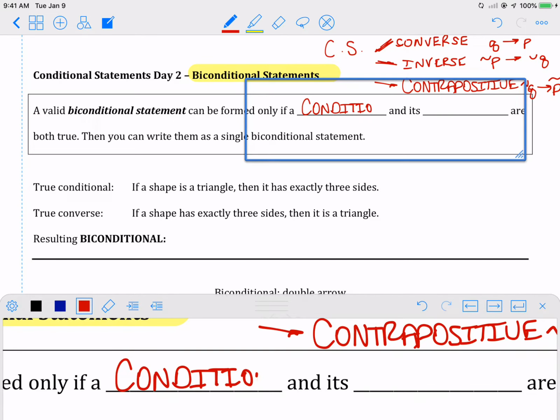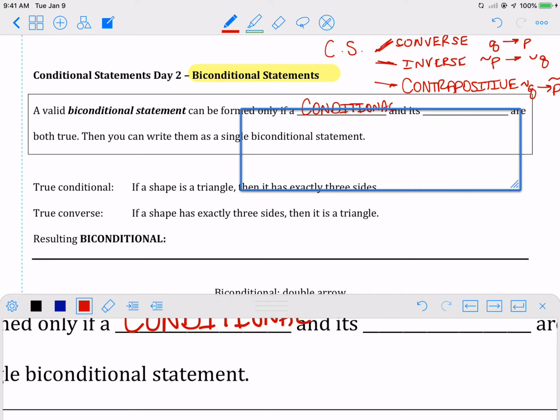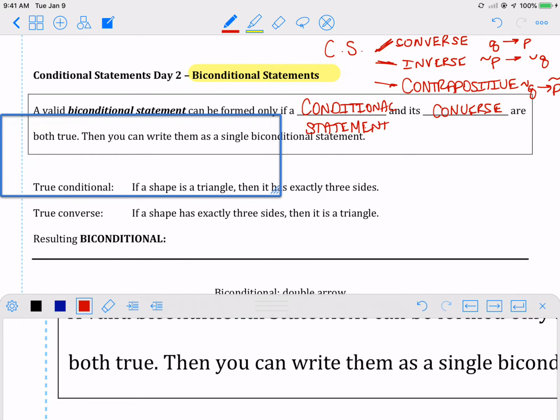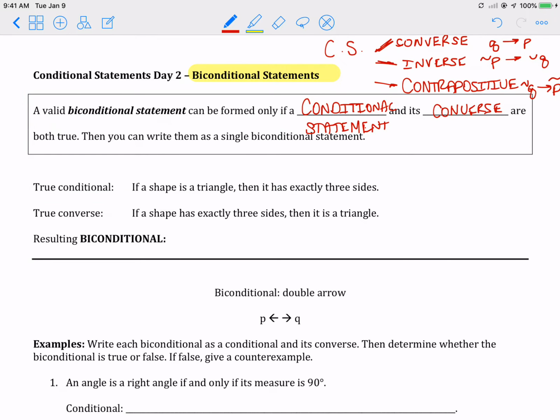your conditional statement, sorry guys, new stylus, handwriting's a little terrible, and your converse are both true. Then we can combine them into one single conditional statement. So the first thing we've got to do is verify that our conditional statement is true and that when we rewrite it as the converse, that is also true.